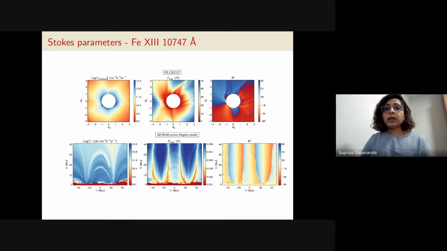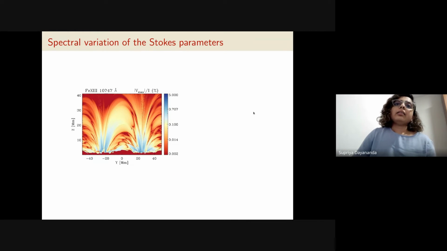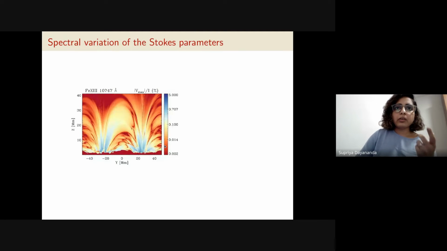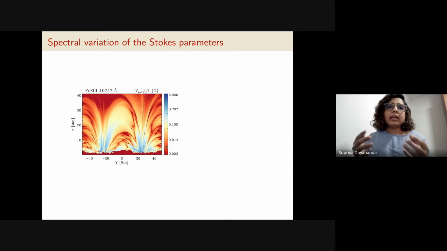I told you we also have the Zeeman effect in PEAK Corona. If you look at Zeeman signatures, that is the maximum of Stokes V over I for the 10747 line in the MURaM active region model, this is how it looks. But both these examples, for the Predictive Science and MURaM models, and also the maximum of Stokes V here, are the results that you would obtain when you do frequency integration of the signals, or when you're comparing the imaging of the solar corona.